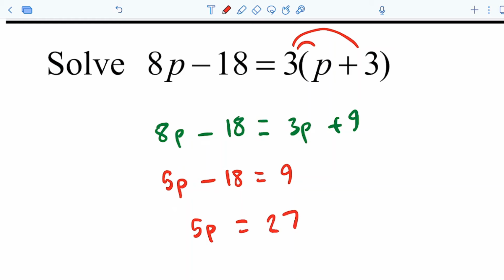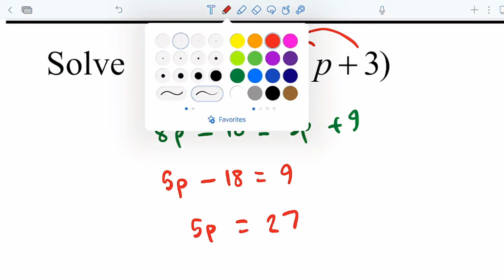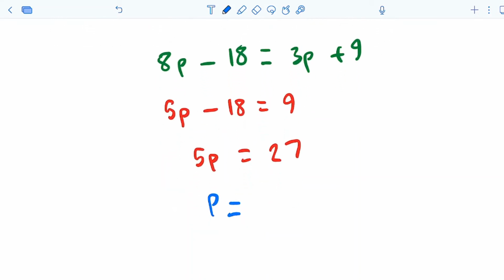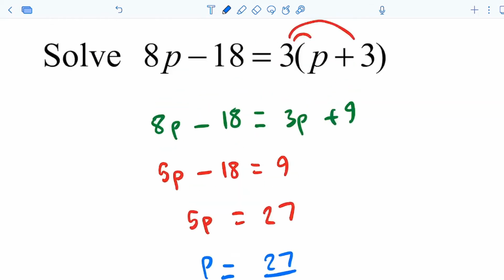And finally, dividing both sides by 5 to get p on its own, we have p is equal to 27 over 5. And that cannot be cancelled down, so that is the final answer.